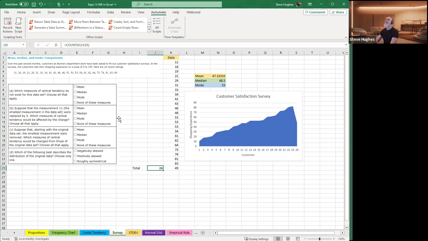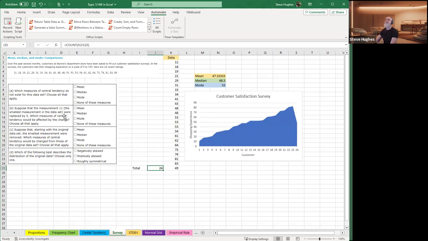So I entered my data, and then it says which measures of central tendency do not exist for this data set. Which do not exist? Well, I went over here and I said mean, median, and mode. All right, they all exist. So every one of them exists for this particular measure.